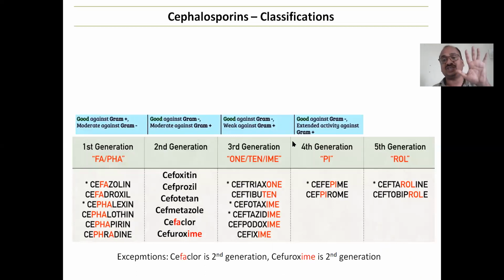Here 5 generations are there: first generation, second generation, third generation, fourth generation, fifth generation. I have given a simple trick for all these. Some exemptions are there. Second generation has its exceptions, and third generation has its own. Here one exemption is from here, and one exemption is from here. That you have to note down. You can do all these.